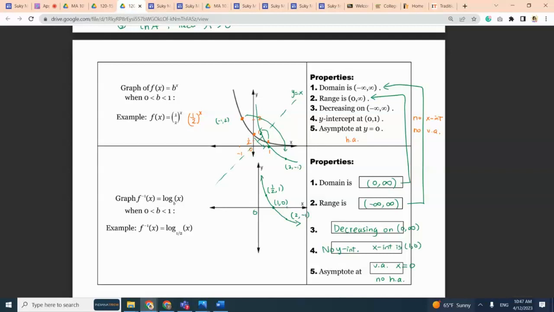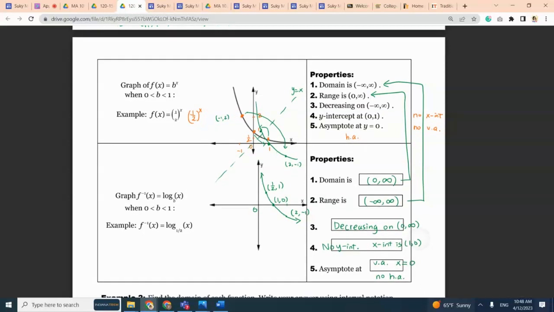Do we have y-intercepts? No. Do we have x-intercepts? Yes. So the point (1, 0) is the x-intercept. Do we have vertical asymptote? Yes, that is the line x equal to 0. Do we have horizontal asymptotes? No. So no horizontal asymptotes. Okay. So now you know the graph of exponential function, and then you also know the graph of the logarithmic functions. Okay. So let's see. Keep going.